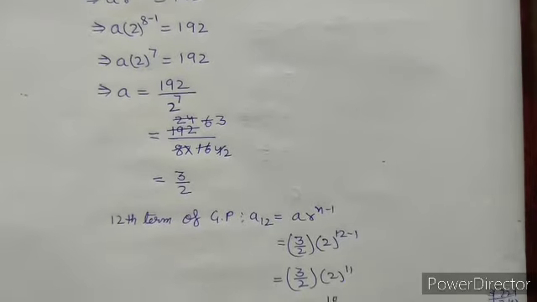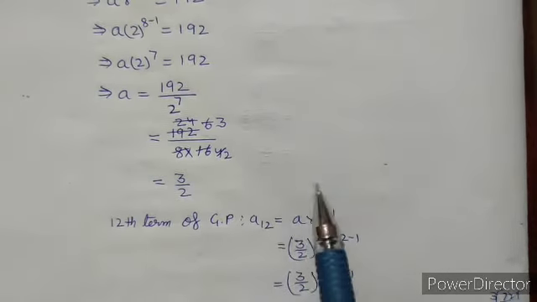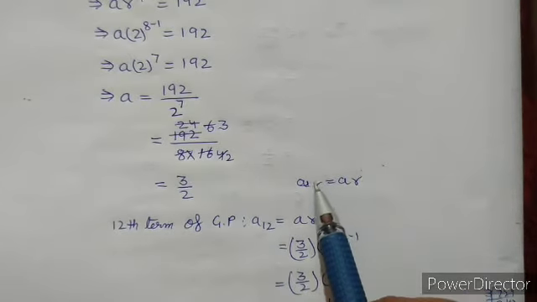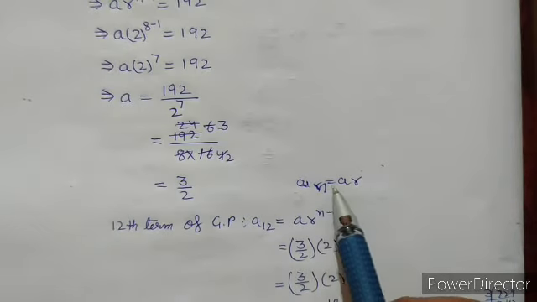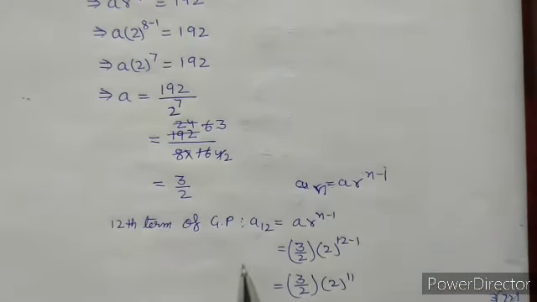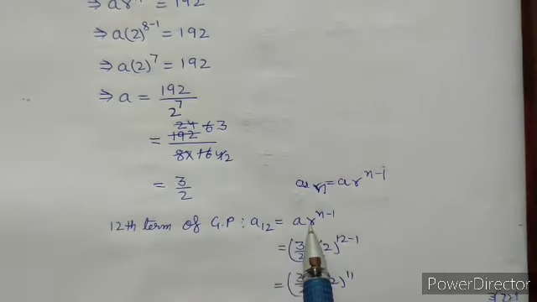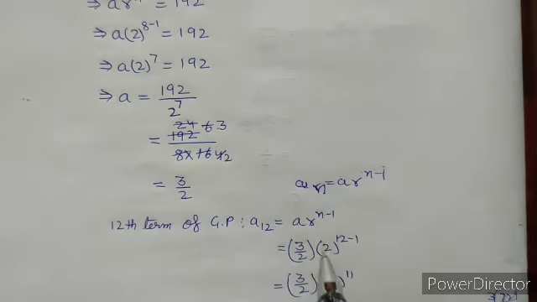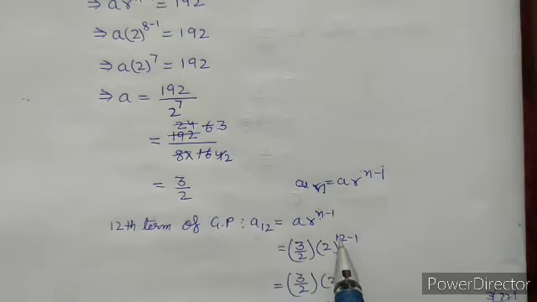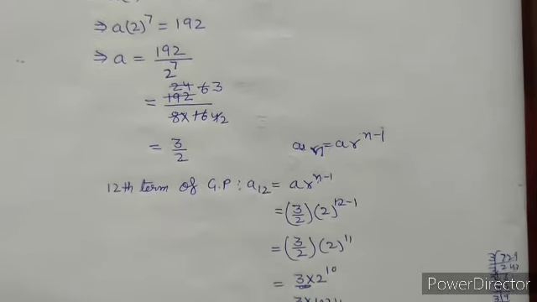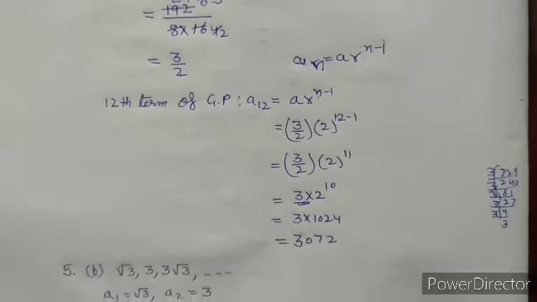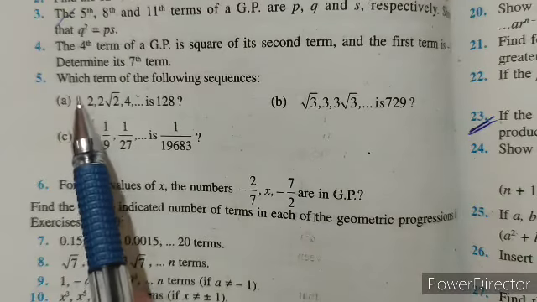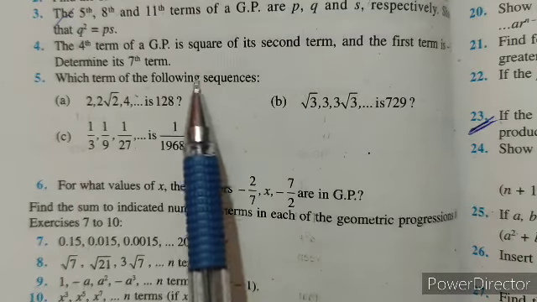Now we have to find the 12th term of GP. As An or the nth term of GP is equal to A R raised to power n minus 1, so A12 will be equal to A R raised to power 12 minus 1. Now here the first term A is 3 by 2 and R is equal to 2 and n is equal to 12. So on putting the values of A, R and n, we will get A12 as 3072.